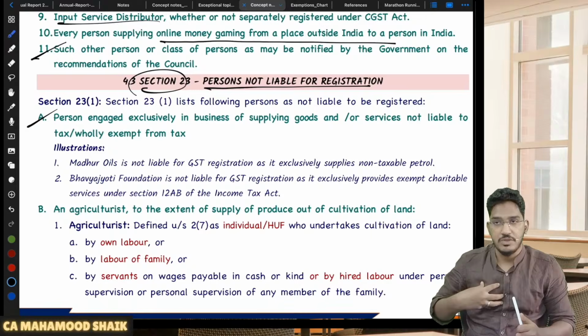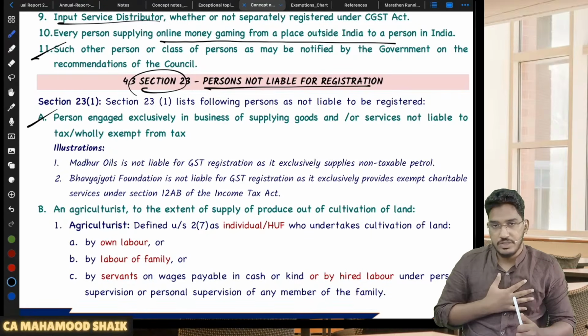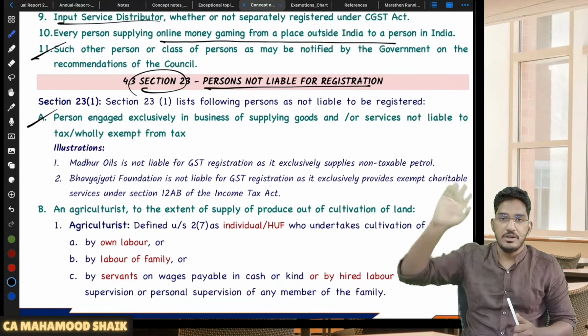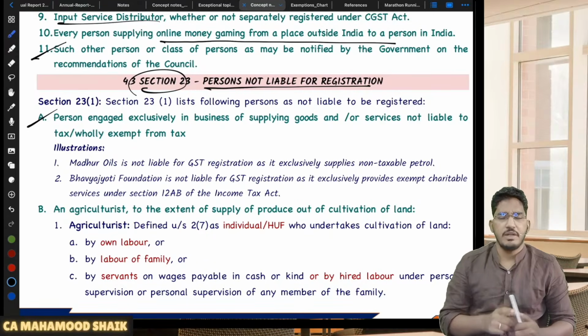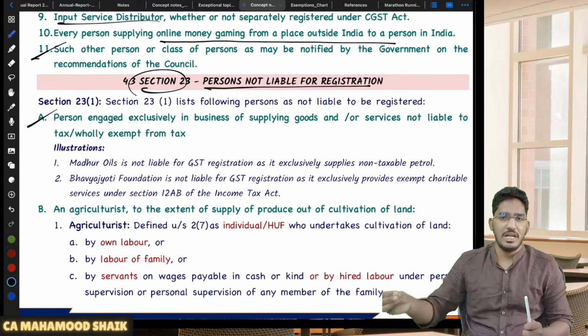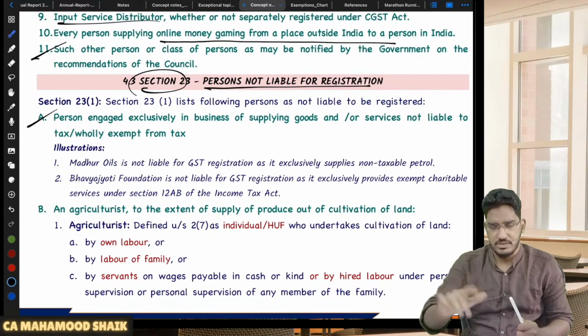Let us say, for example, I am a person who is selling the 5 petroleum products. So those 5 petroleum products are not at all subjected to GST. If I am running a petrol pump where I am selling only those 5 petroleum products, my turnover is 100 crore rupees. Am I liable to be registered? No. Why? Because you are a person exclusively engaged in making supply of wholly exempted supplies or non-taxable supplies or nil rated supplies. No need to take GST.